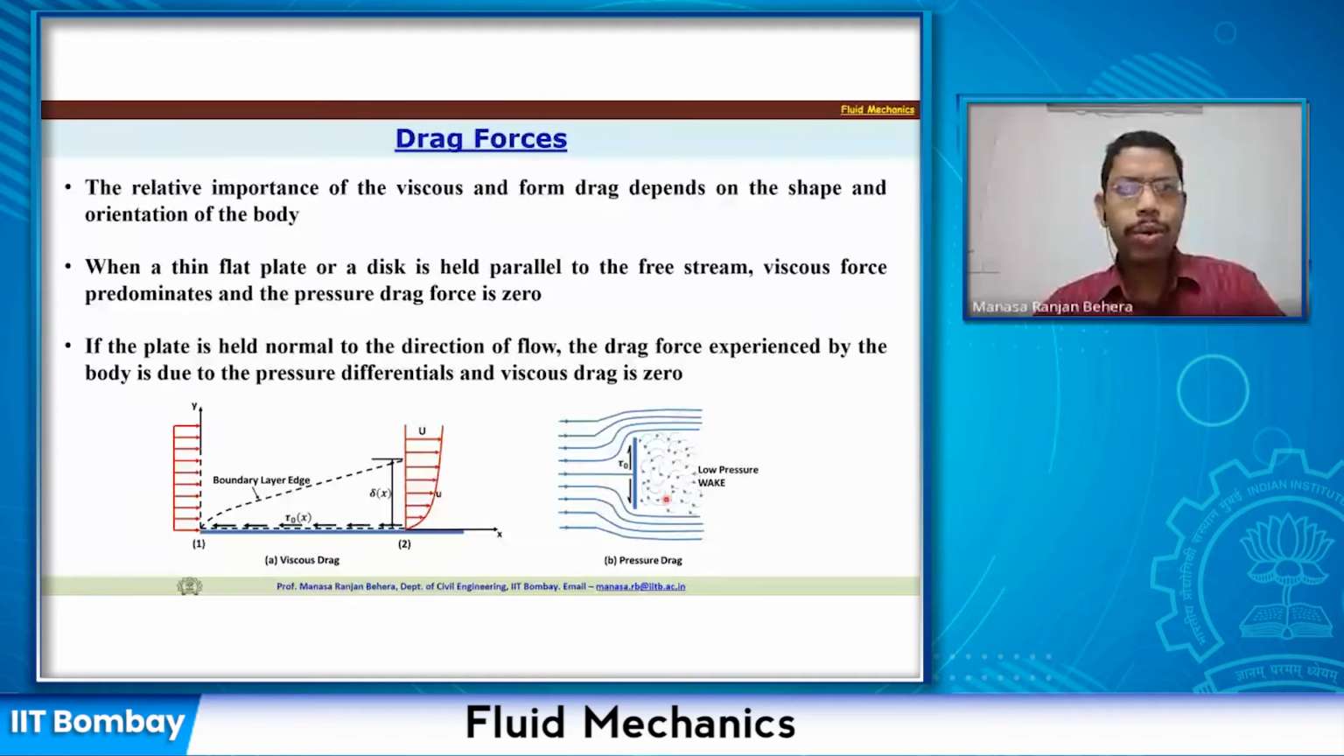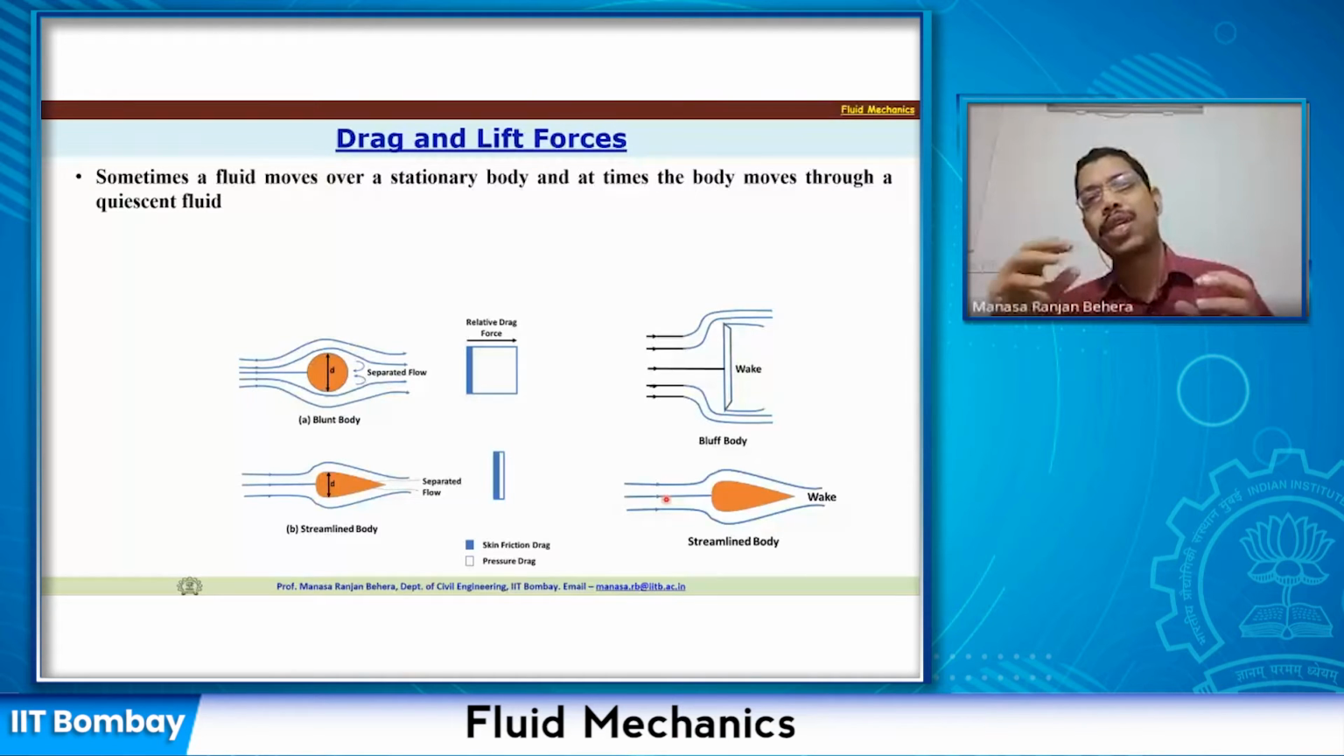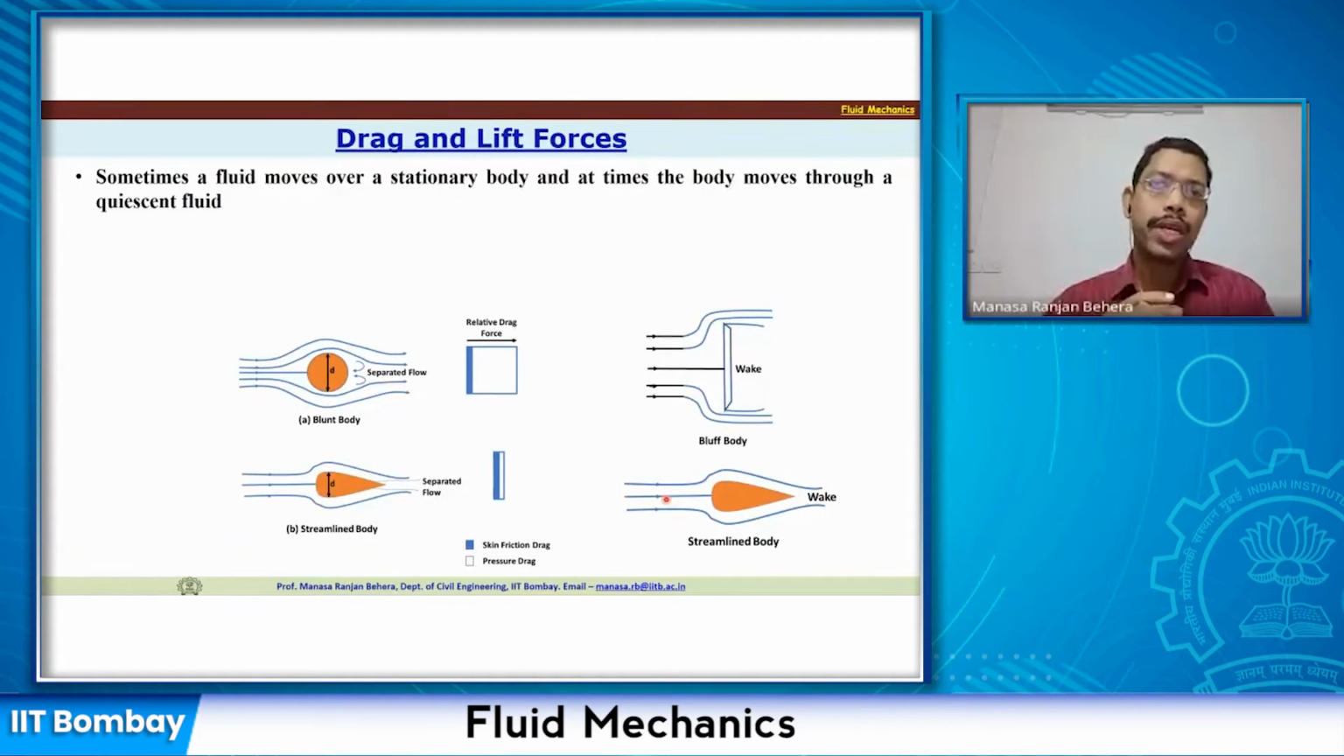All right, so now let us look at different shapes and their contributions. We have already discussed that to some extent. So if your body shape is going to vary, the magnitude of the viscous drag and pressure drag is going to vary. If you look at the first statement given here, sometimes a fluid moves over a stationary body, and at times a body moves through a stationary or quiescent fluid. I have already discussed that earlier. The force mostly comes from the relative motion or relative velocity of the fluid with respect to the body. So relative means the body could be moving or the fluid could be moving.